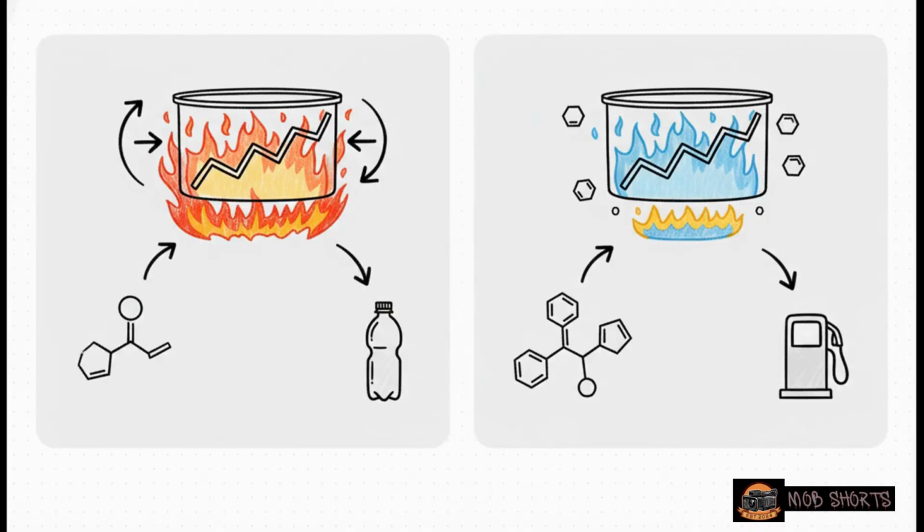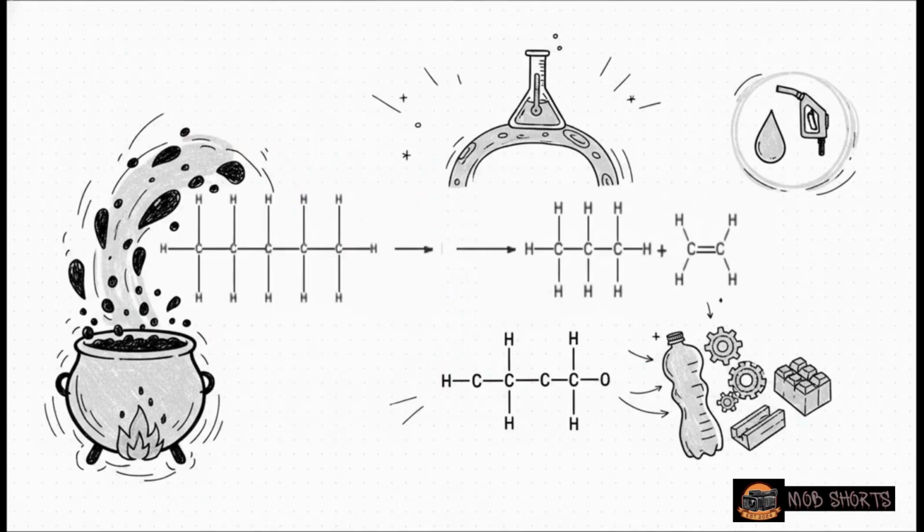And students learn there are two main ways to do this, each with a very different goal. You've got thermocracking, which is basically brute force, extreme heat and pressure to make alkenes, which are the building blocks for plastics. Then you have catalytic cracking, which is a bit more refined. It uses a lower temperature and a special catalyst to produce the high-quality branched molecules that we need for really efficient gasoline.